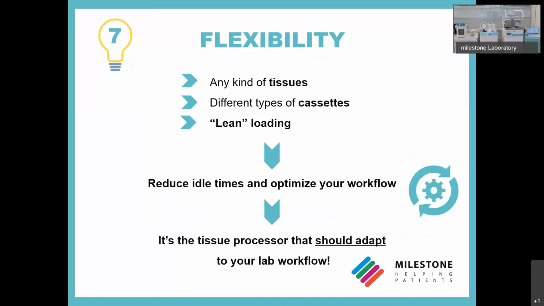Finally, flexibility is another parameter to be considered. Your tissue processor should be flexible, as you usually have a great variability of samples to be processed, such as bone tissue, small biopsies, fatty tissue, and so on. Also, operators usually use different types of cassettes, like super mega or super mega slim cassettes. And in terms of flexibility, your tissue processor should allow you to process with lean loading to reduce idle time and optimize your workflow. The processor must adapt to the laboratory and not the opposite.